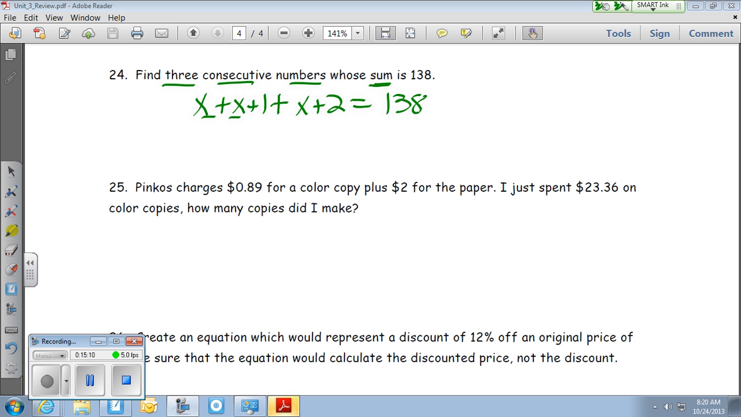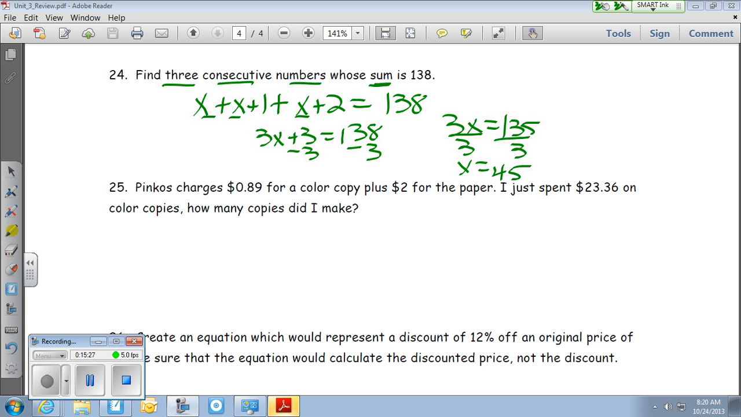Let's combine our like terms. We end up with 3x plus 3 equals 138. We're going to subtract 3 from both sides. I get 3x is equal to 135, and I'm going to divide both sides by 3. X is equal to 45. Then the next two numbers are 46 and 47. On these problems, just make sure that you're using x as your first number, and then the other numbers have to do with x, so make them relate to x somehow.